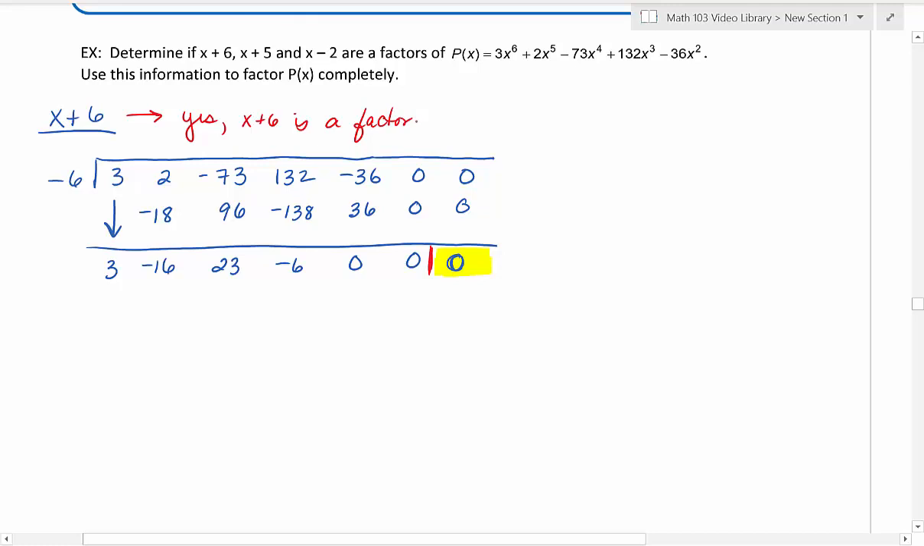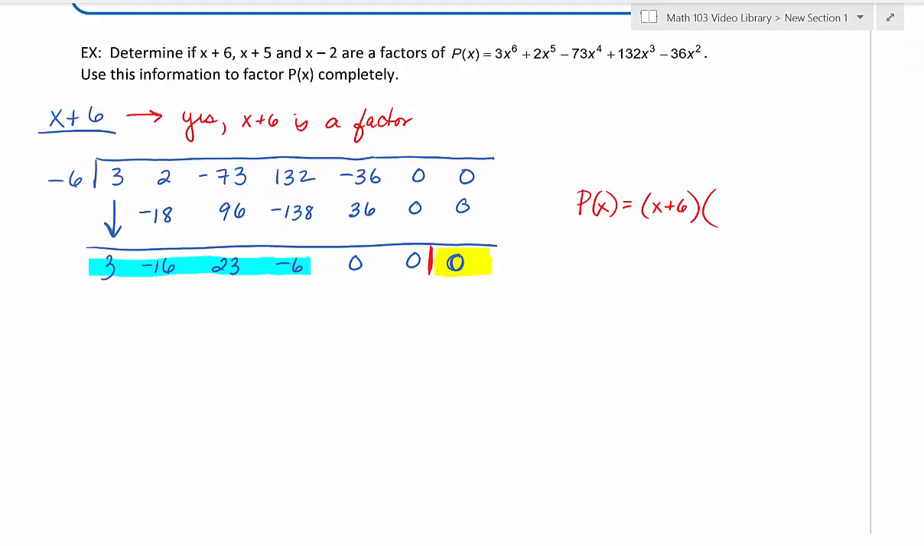Well, we can already start factoring p of x. P of x factors into x plus 6 times another factor. That other factor is the quotient we got when we divided. We divided a 6th degree by a 1st degree. Therefore, the degree of this quotient is going to be 5th degree. That's 3x to the 5th minus 16x to the 4th plus 23x to the 3rd minus 6x squared.